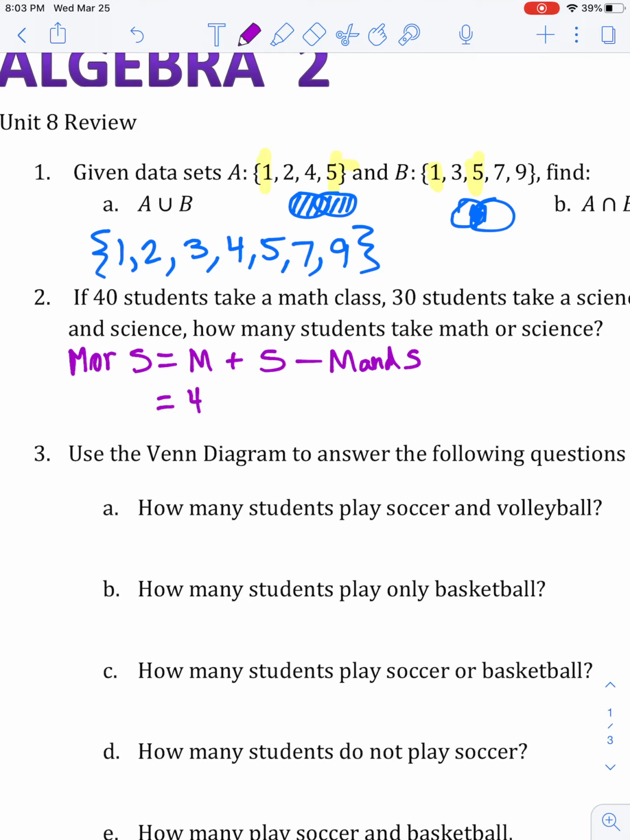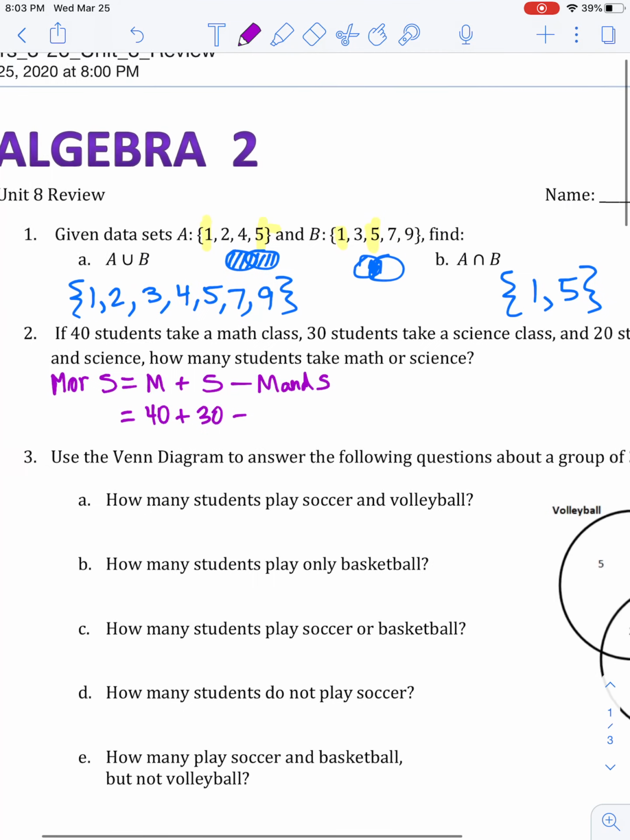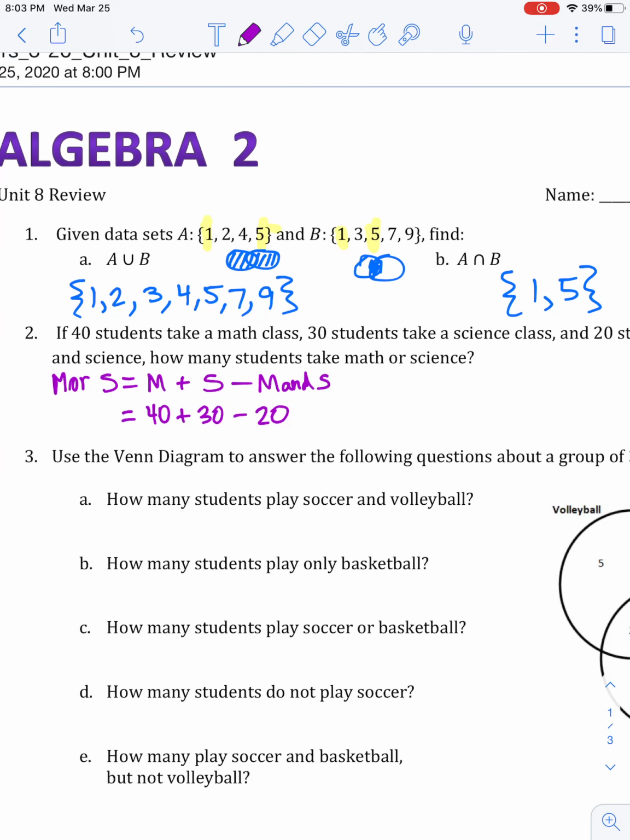So for math we had 40, for science we had 30, but it then told us that 20 students took both. So those 20 students are in both groups, which means I double counted them, which is why I subtract 20. So I have 40 plus 30 is 70, minus 20 is equal to 50.